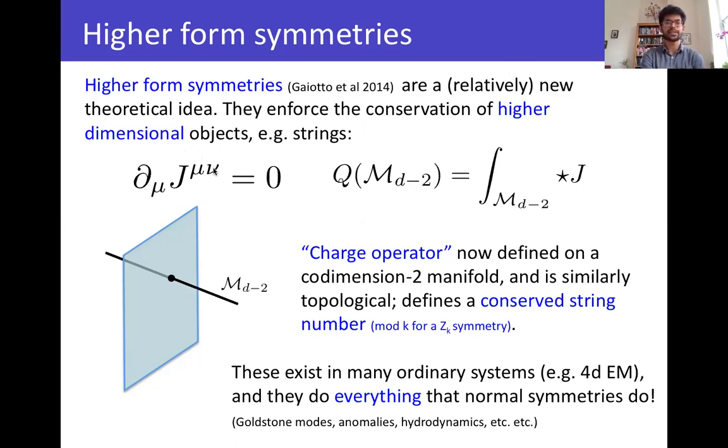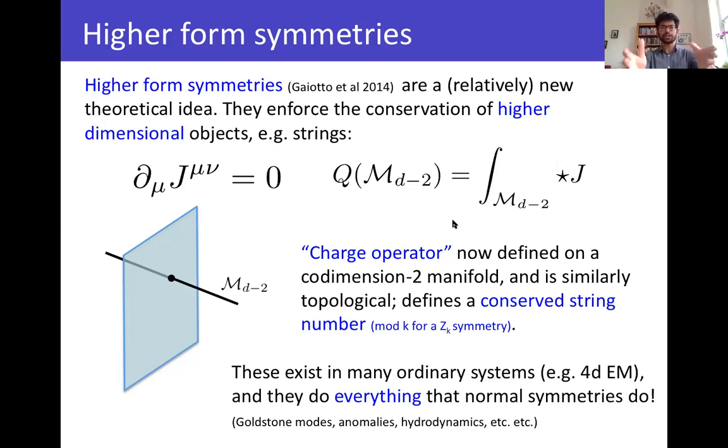So where previously I had a current with one index, I want you now to think about a current with two indices, like this J mu nu here. These indices are anti-symmetric, so this is a form. And this divergence being zero means that you can construct a charge operator in the same way by integrating star J over now a codimension two manifold, not a codimension one manifold. So what does this mean?